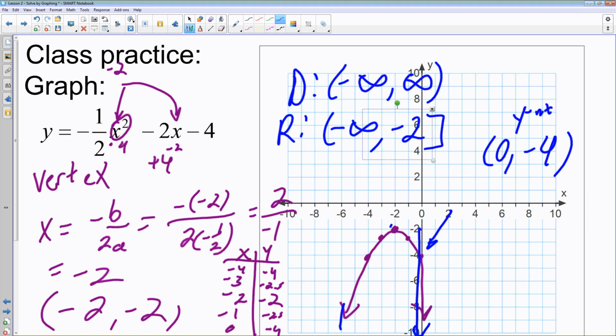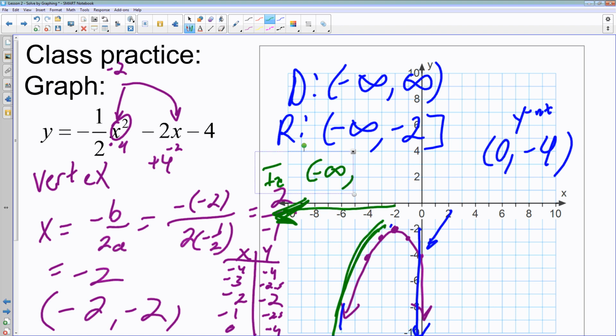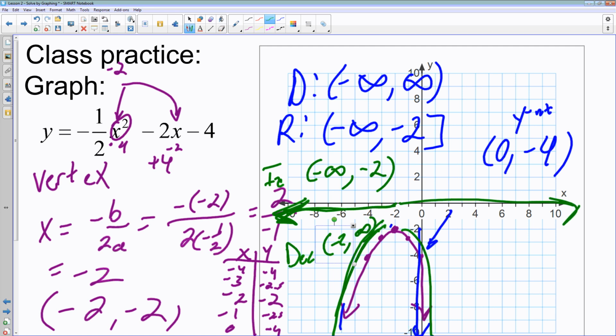All right, if you look at this picture, you'll notice we are increasing on the right here, right? We're going up from left to right. So when do we start increasing? Well, this arrow is going all the way to the left. So we started increasing at negative infinity, and then we increase until we get to negative 2. And then we change direction and we start decreasing. So when did we start decreasing? At negative 2, and we decreased until positive infinity.